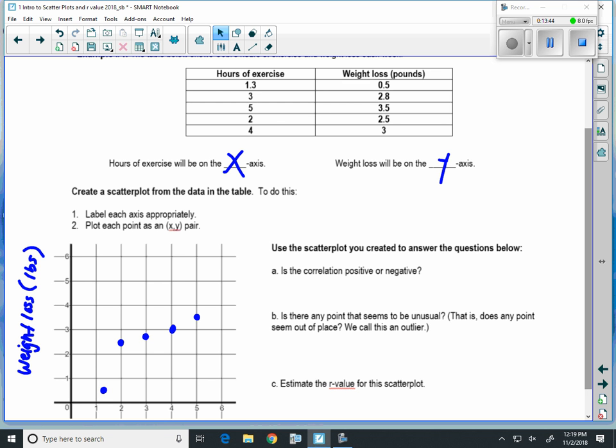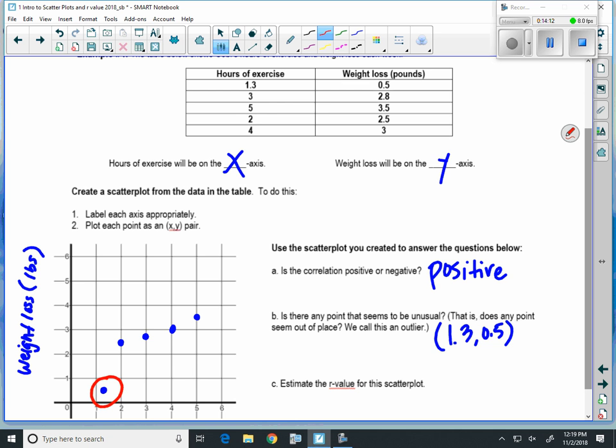Right, does yours look a lot like mine? Okay, perfect. All right, so is it positive or negative correlation? It's positive. Is there any point that seems to be unusual? What point seems to be unusual? Yep, 1.3, 0.5. This guy right here. Okay, that's what we call an outlier. Everybody say outlier. It lies outside. Outlier.